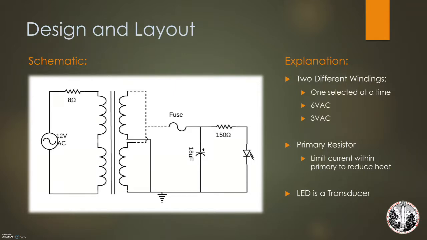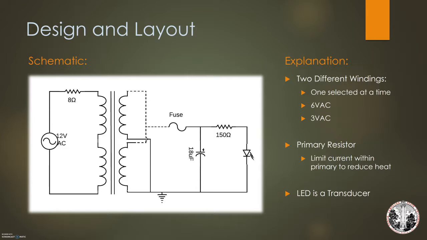Here's the design and layout of our particular schematic. We have two different windings on the secondary and one large winding on the primary. The primary winding is 200 turns roughly. The first secondary winding for 6 volts is roughly 100 turns. And the second secondary winding is roughly 60 turns for 3 volts AC.